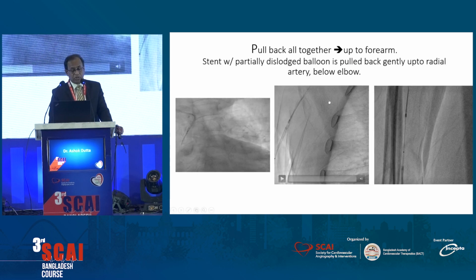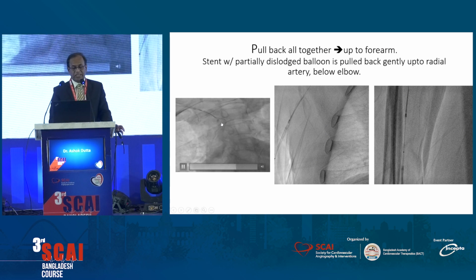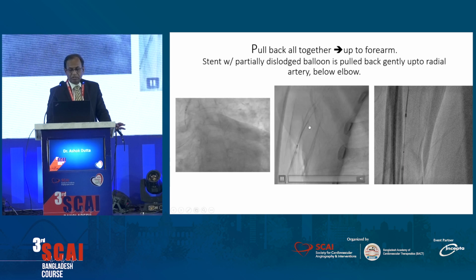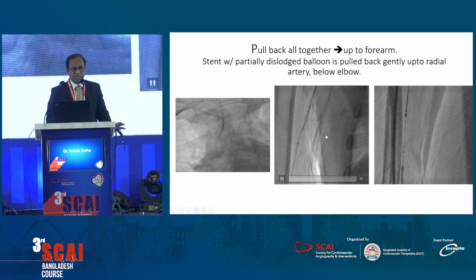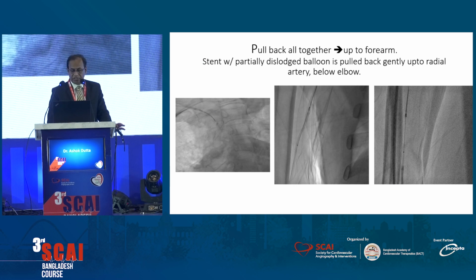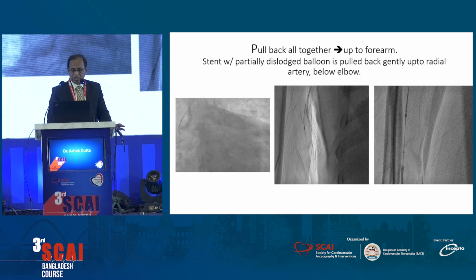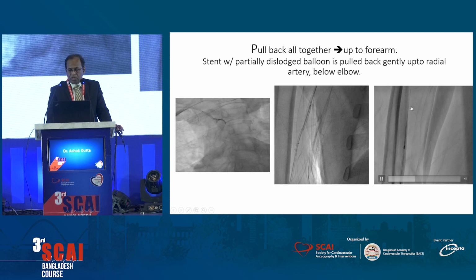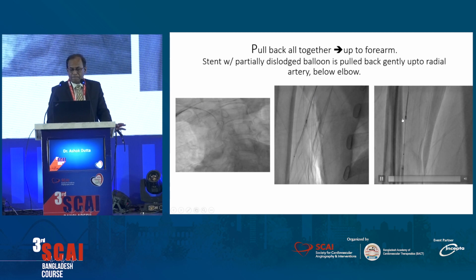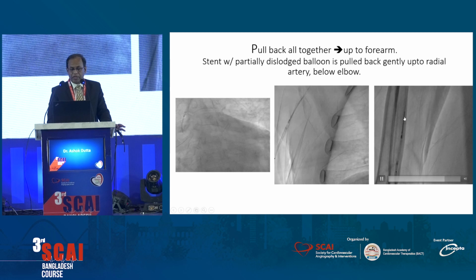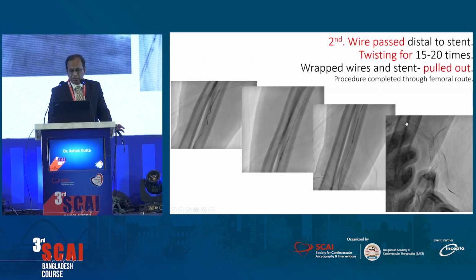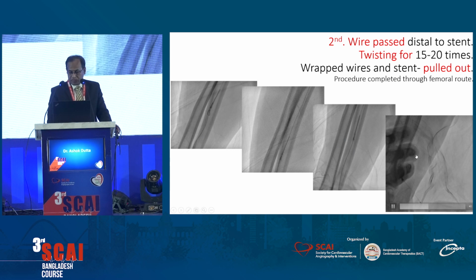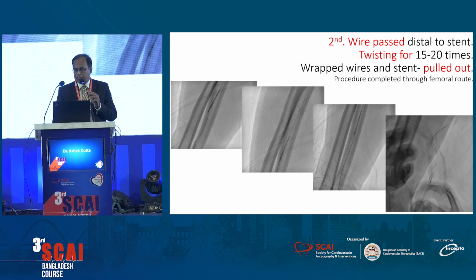Moreover, there was a lot of tortuosity in the subclavian system and calcification as well. But anyhow, it was pulled down up to the radial artery. So this is a safe zone in the radial artery because that patient has got a good ulnar artery and interosseous circulation. So even if we lose it in the radial artery, it will not do any harm. Anyhow, after pulling back up to the radial artery, it was removed by the wire twisting technique.